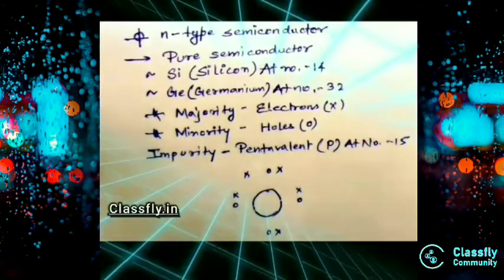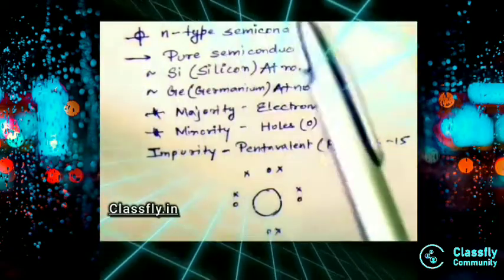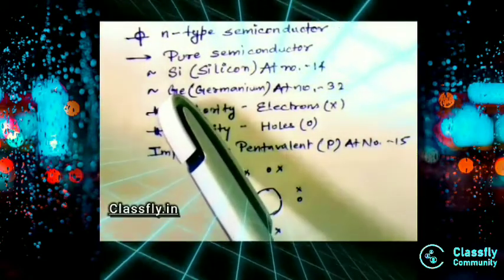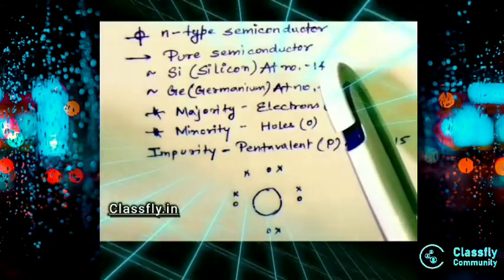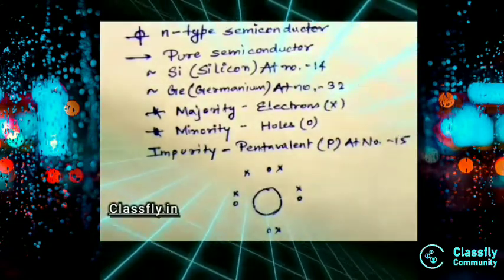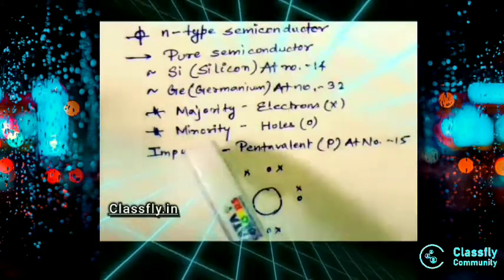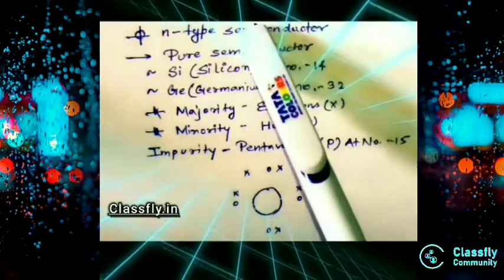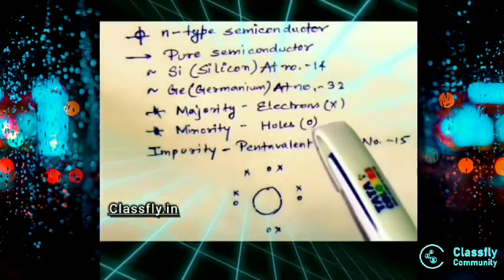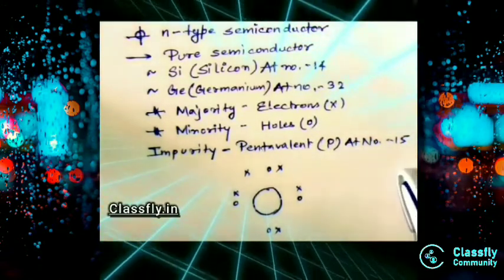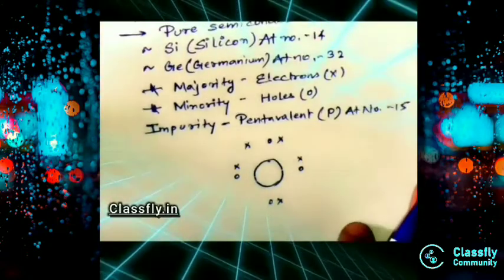Now we will know about the n-type semiconductor. We have already done the p-type semiconductor. An n-type semiconductor is made from a pure semiconductor like p-type. It also has silicon as well as germanium. The atomic number of silicon is 14 and germanium is 32. And we will put in an impurity that is pentavalent in this pure semiconductor. An example of pentavalent is phosphorus, whose atomic number is 15. That means it has 5 valence electrons in the last shell.